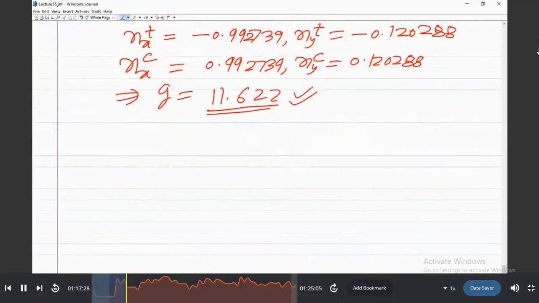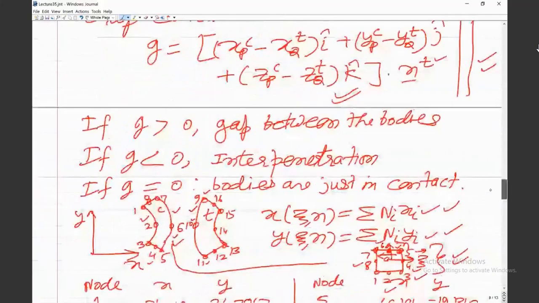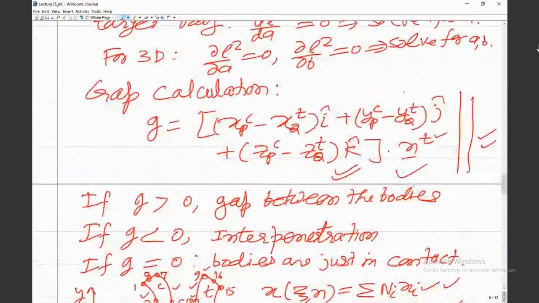So you have taken a vector xp minus x. Can you go to the above formula where you have dotted with n? Yes, this one. So you have taken a vector between those two nearest points, right? Yes, nearest points. Point P is on the contactor, Q is on the target. So this vector, XPC minus XQC i cap, is directed from target to contactor. And this NT is also the normal to the target. So if G comes out as positive, it means it is a gap. If G is negative, this is an interpenetration of the bodies.